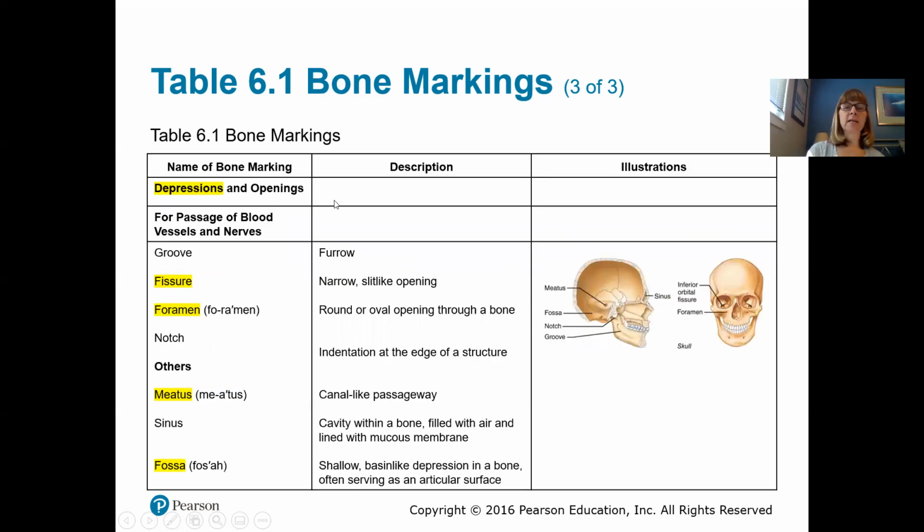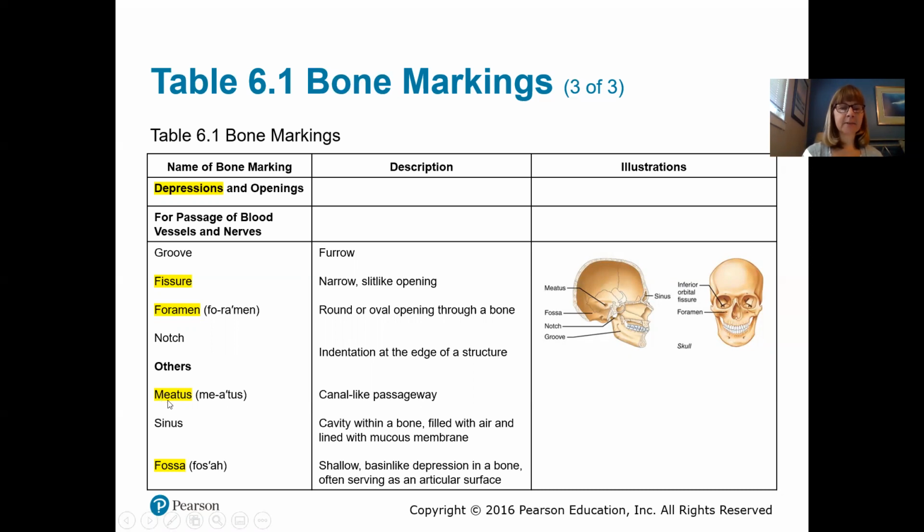Okay, these are depressions and openings. So these are ones that I've highlighted that come up more often. Fissure, that's a narrow slit. And there are a lot of fissures that we're going to be studying when we get to the skull, so you'll definitely want to be familiar with the different fissures. Foramen, I remember that one. Foramen is basically a hole, and there are a lot of holes that blood vessels and nerves are going to go through. I remember that because when we think of the big holes in the street, we call those manholes, and it's for a man. Foramen, for a man, manhole. So that's my way of remembering it.